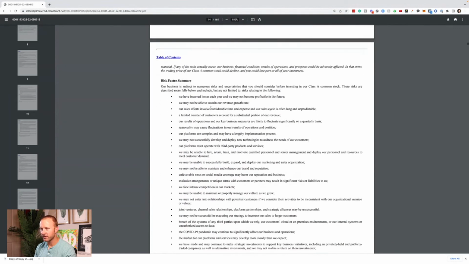So right here is a risk factor summary. They're going to talk about things like: we've incurred losses each year and may not become profitable in the future. Any company that has incurred losses has to say that, so it's not just Palantir saying that. We may not be able to sustain revenue growth. Every company has to say that, basically.